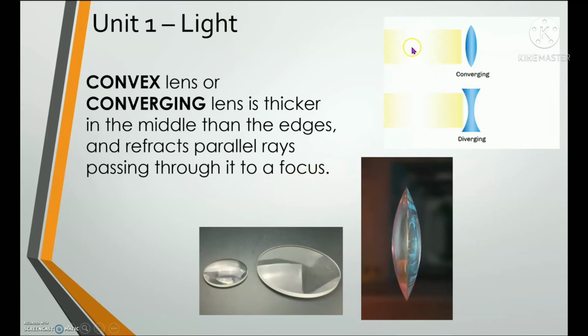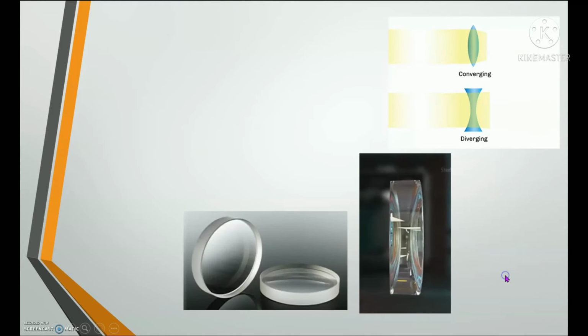Meaning, when the light rays pass through a converging lens, it refracts the light rays into a focus. As you can see, the focal point. So that is a converging lens. Again, what part of a convex lens is thicker? Very good. The middle part of a convex lens is thicker than the edges. Very good.